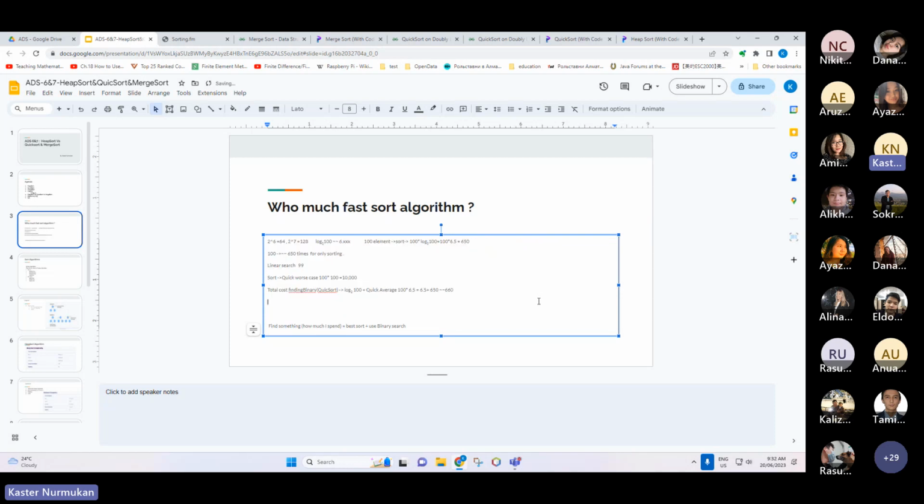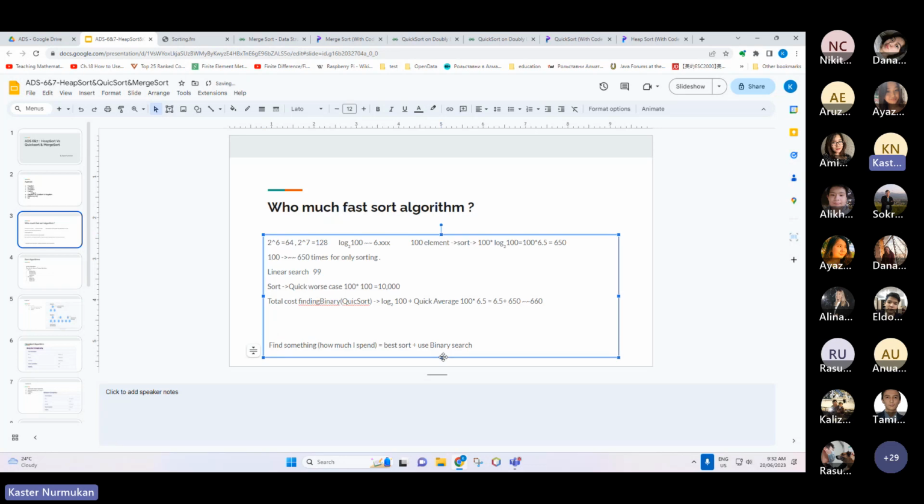Let me just calculate what the 1 million elements would cost. Let me just say sort would be n log n time, right? So I'm taking the best sort algorithm. n is 1 million, right? And then log n is 20, right?